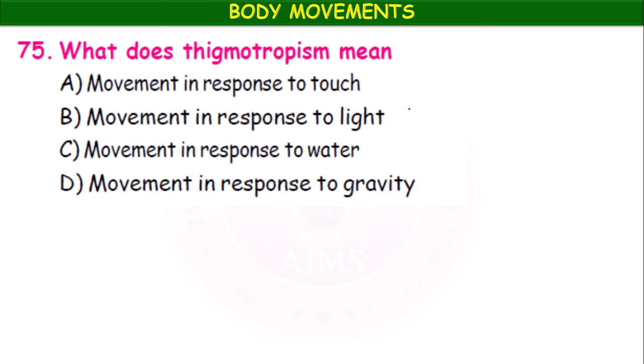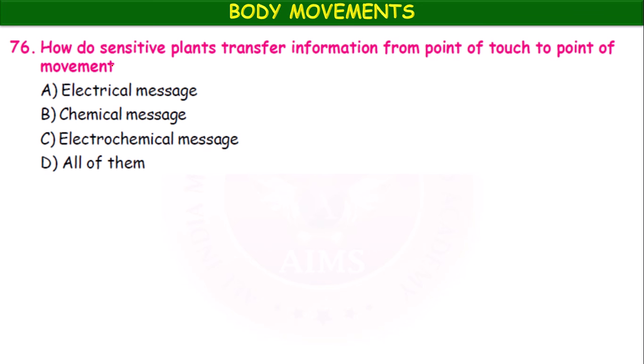What does thigmotropism mean? Movement in response to touch, movement in response to light, movement in response to water, movement in response to gravity. Movement in response to touch is called thigmotropism. Next, how do sensitive plants transfer information from point of touch to point of movement? Electrical message, chemical message, electrochemical message, all of them. It is the electrochemical message.